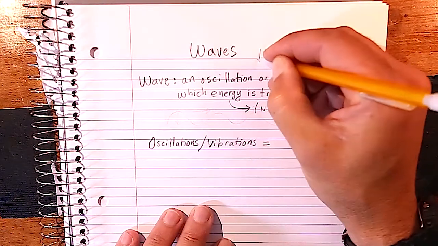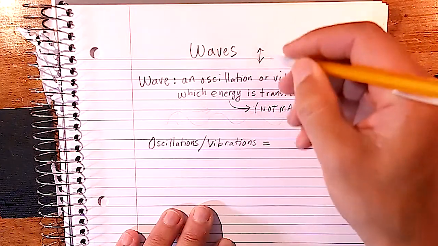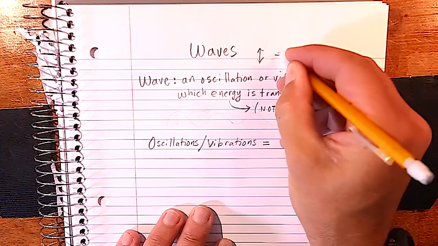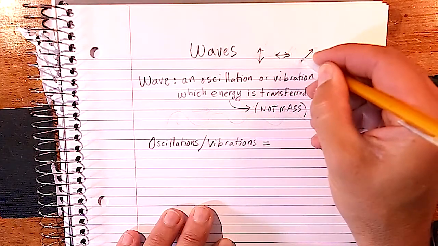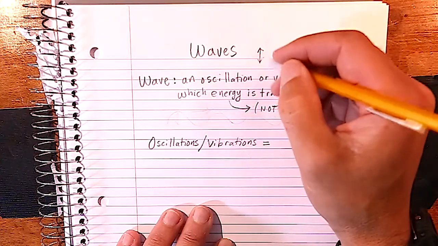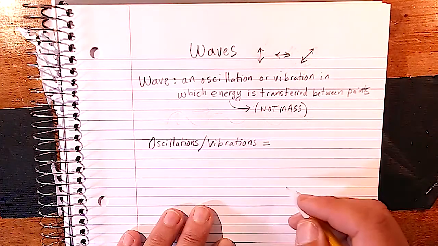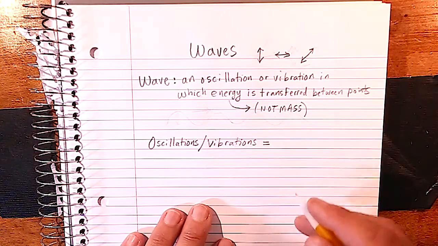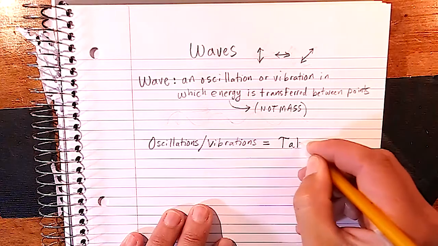But for now, what's a vibration? What's an oscillation? It's just a motion up and down, or left and right, or it could be at an angle like this. But the key idea is that it's a back and forth or an up or down. Now, when we talk about oscillations and vibrations, they take time.